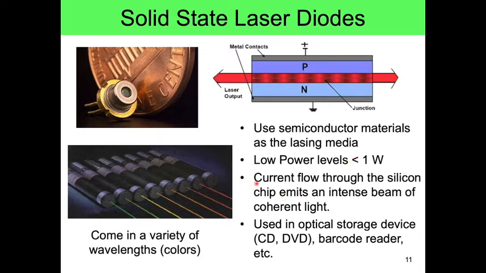So when you run current through the silicon wafer or chip, it emits an intense beam of coherent light, and that's used in optical storage, reading and writing the optical storage device. I don't know if you have used CD or DVD, but this is how we used to store data or music, barcode readers or something like that. Yeah, we use those devices. The semiconductor laser.